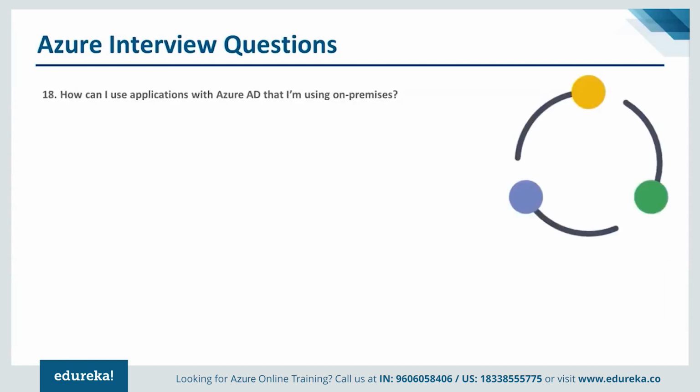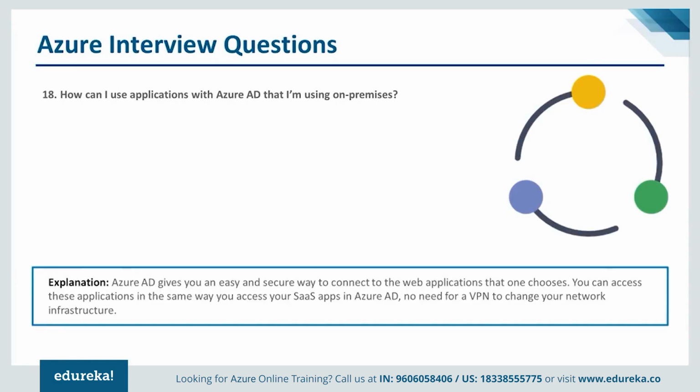Now, talking about the next question, how can I use applications with Azure AD that I'm using on-prem? Of course, you can do that. Azure AD gives you an easy and secure way to connect to the web app that you choose. You can access these applications the way you access your SaaS-based applications in Azure AD. So you don't need to have a VPN installed. You can just install a component, and then you are ready to go.